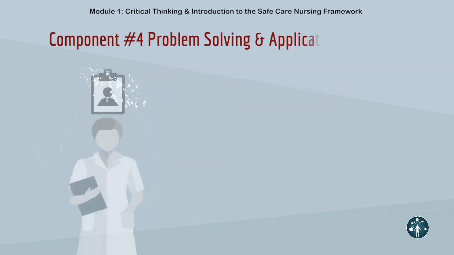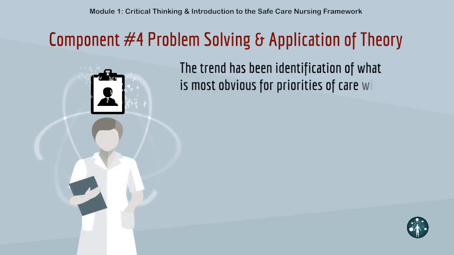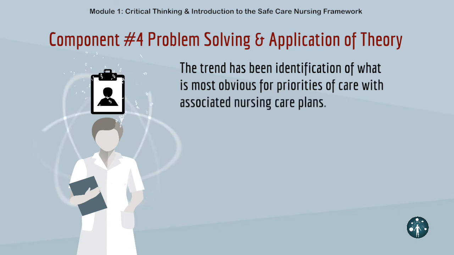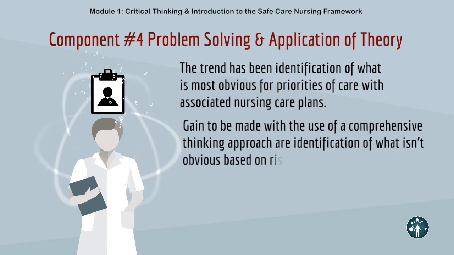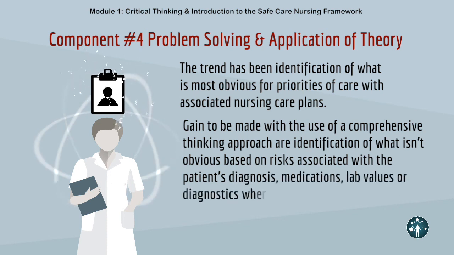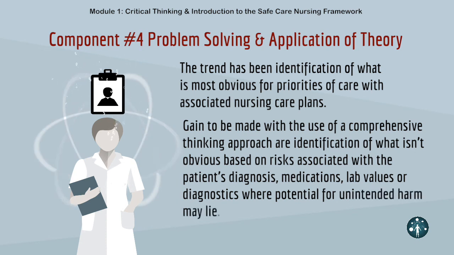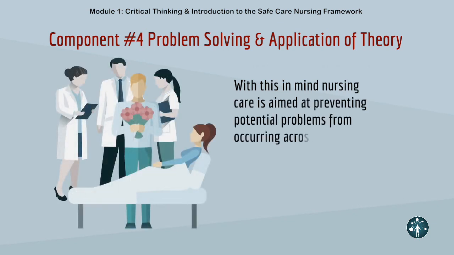The fourth component of critical thinking is problem-solving and application of theory. The trend has been identification of what is most obvious for priorities of care with associated nursing care plan. Gains to be made with the use of a comprehensive thinking approach are identification of what isn't obvious based on risks associated with the patient's diagnosis, medications, lab values, or diagnostics, where potential for unintended harm may lie. With this in mind, nursing care is aimed at preventing potential problems from occurring across all areas of a patient's care.